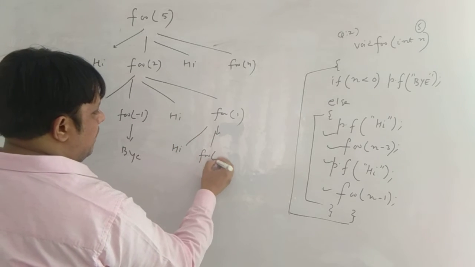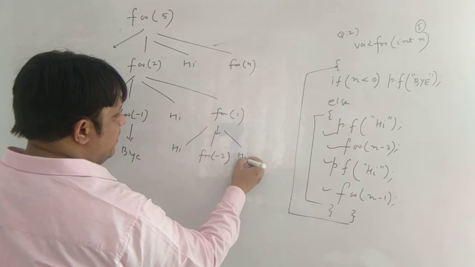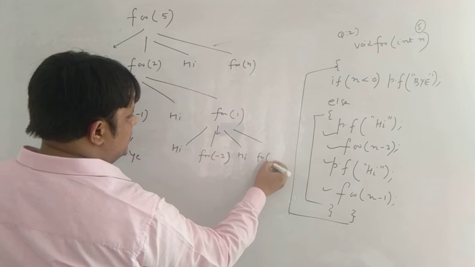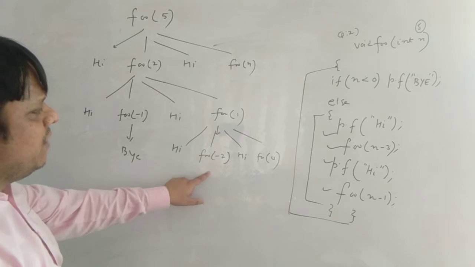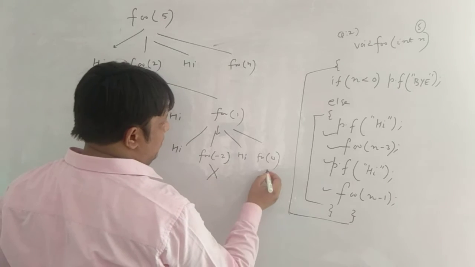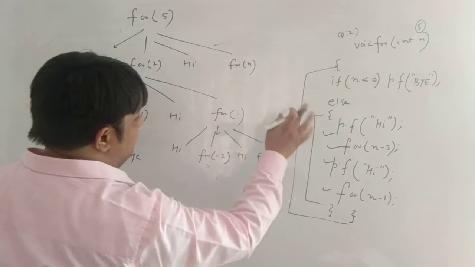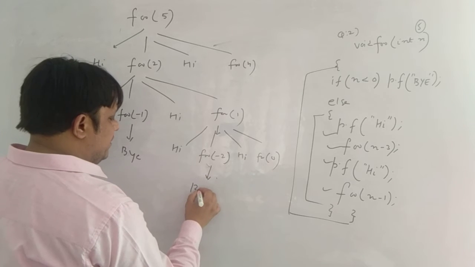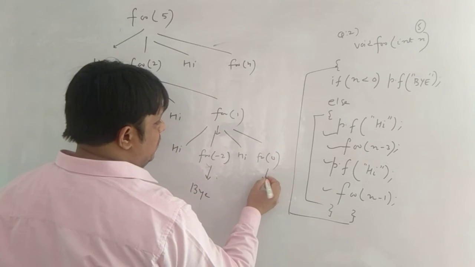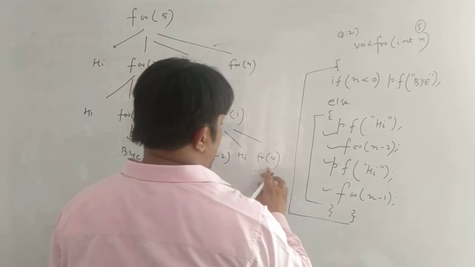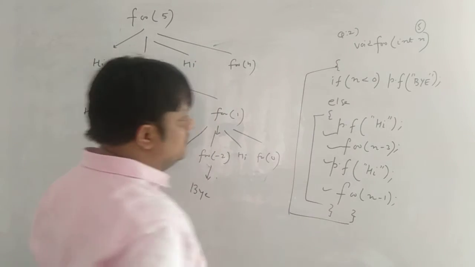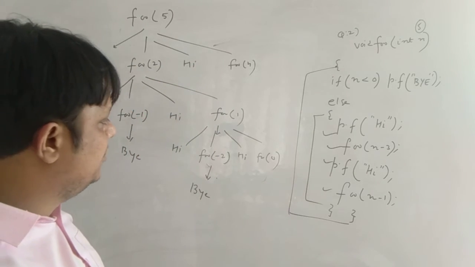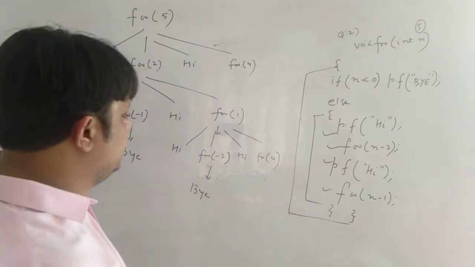Then foo(-2), then one more hi, then foo(0), right? So foo(-2) won't evaluate further: foo(-2), less than 0, the condition is true, so it will print bye. Similarly, foo(0): see, 0 less than 0, the condition is false. 0 less than 0, the condition is false.